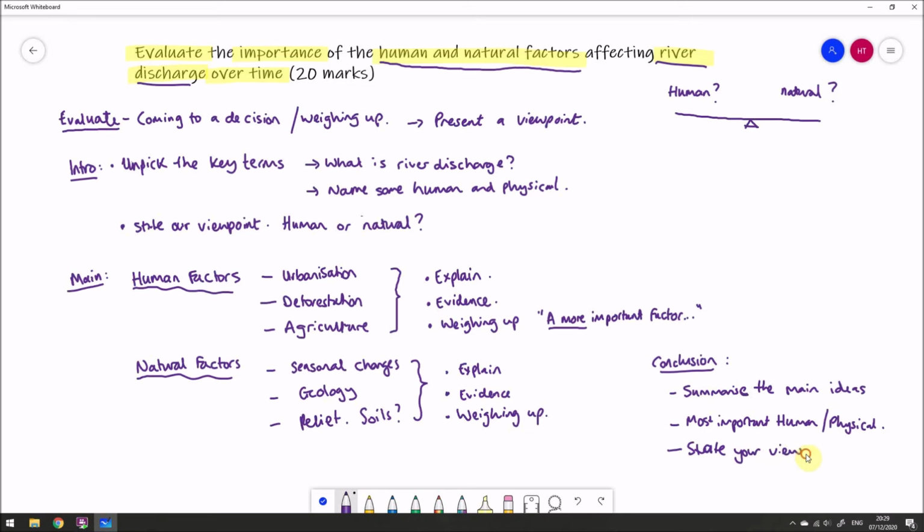Okay, you want to make sure that you state your viewpoint again. So going back to what we wrote at the start of our answer, whether we thought it was human or physical, which way the seesaw was going to tip, that's important that we state our viewpoint again here.